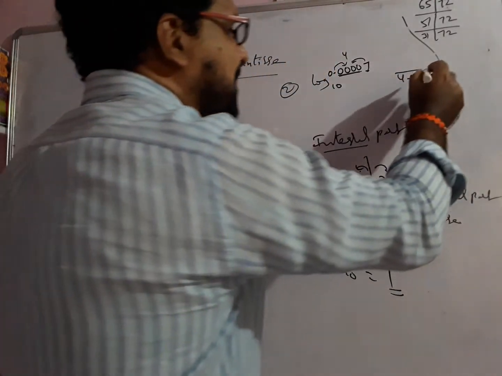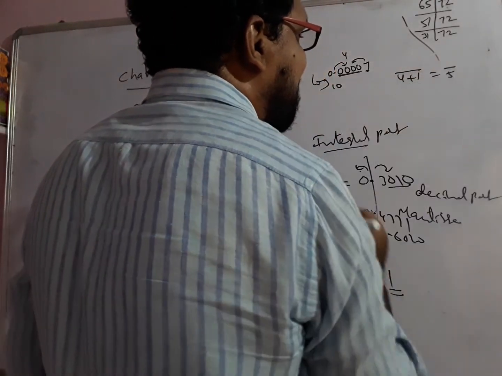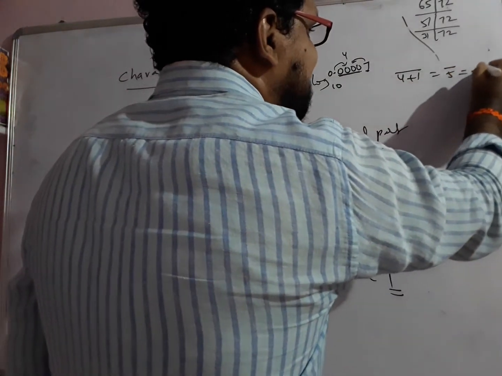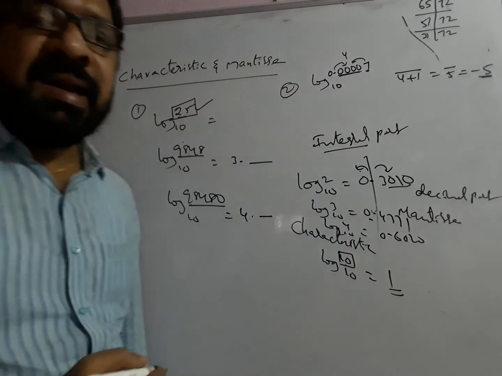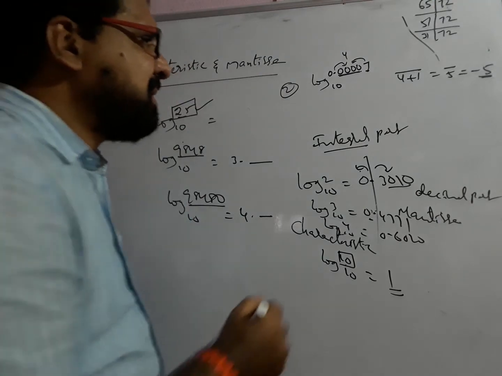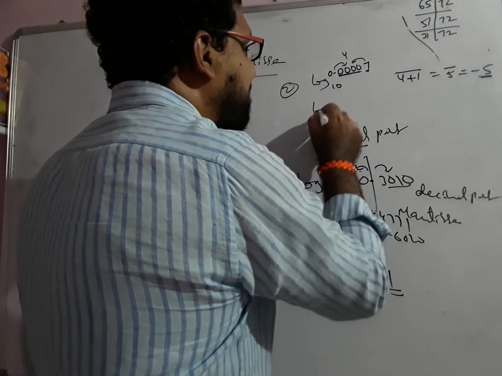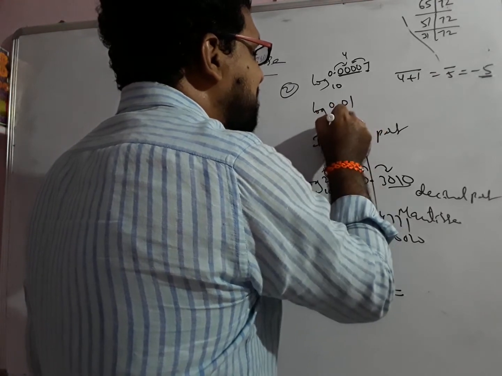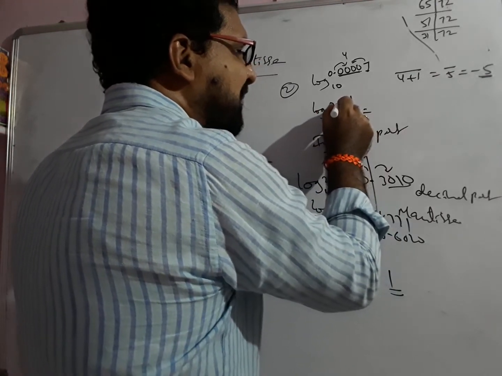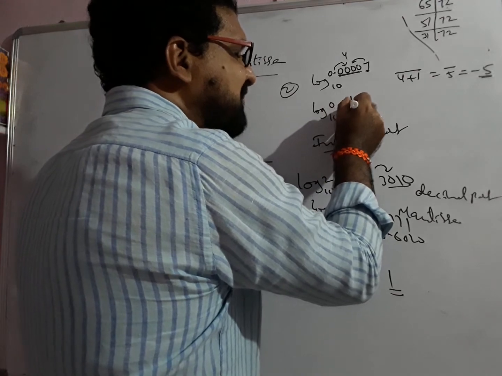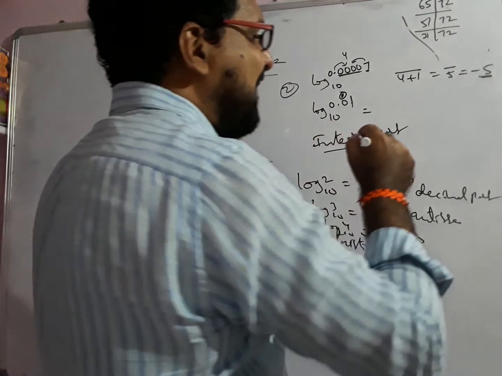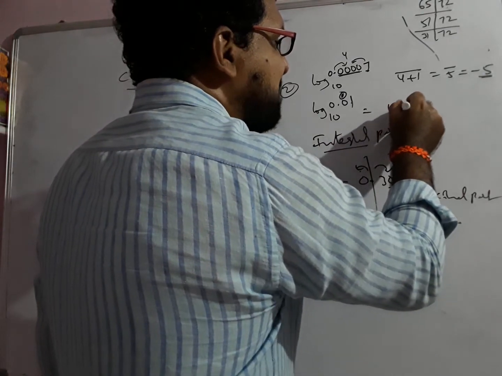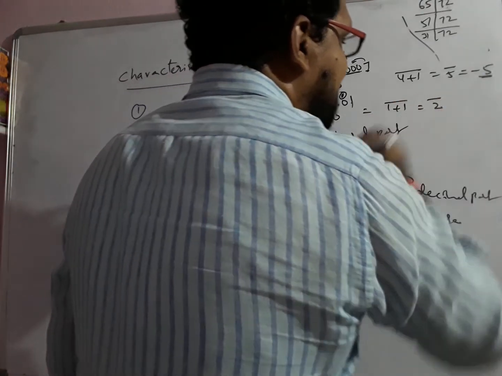4 plus 1 bar is equal to 5 bar. Here 5 bar means minus 5. Bar indicates a negative sense. Suppose the logarithm of 0.01 to the base 10. Between the decimal point and the non-zero significant digit there is only one zero. So here the characteristic is 1 plus 1 bar, which is 2 bar.